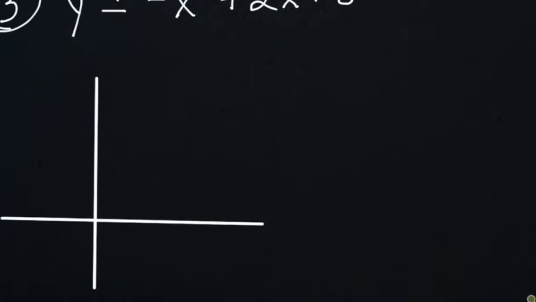Number 3, what do we know about this one? Well, we have a negative in the front, so we know it's going to go down. It's going to face down. My y-intercept is the 8 at the end. Let's find the roots. So I need to factor. I'm going to pull a negative out just to make my x squared up front positive to make it easier to factor.